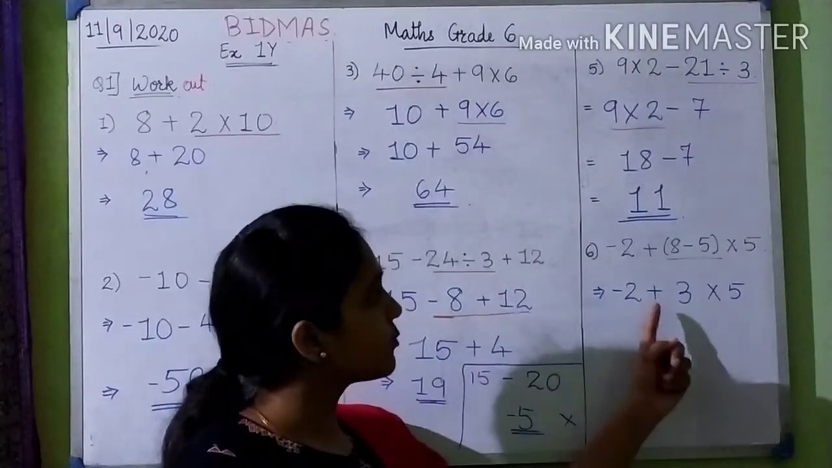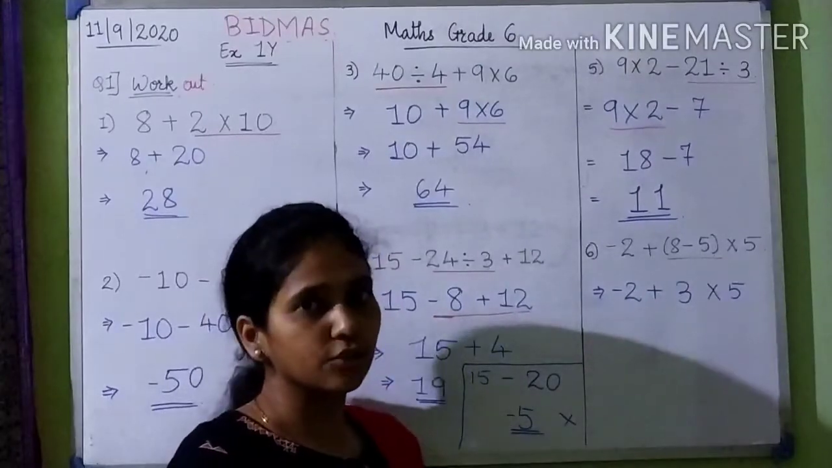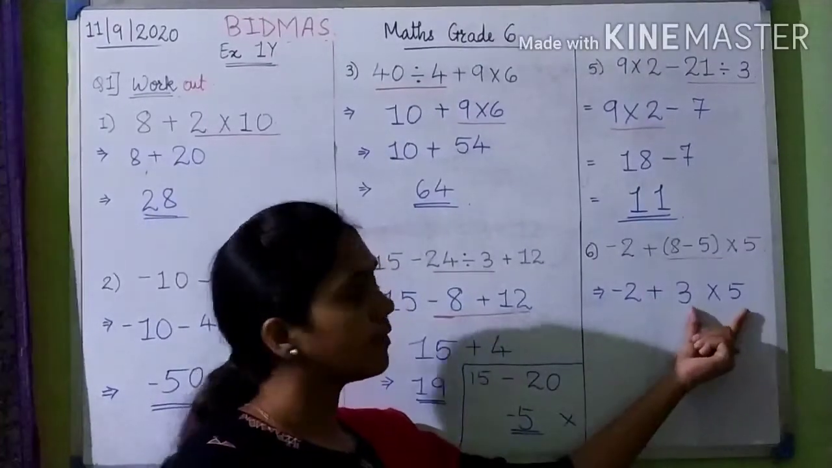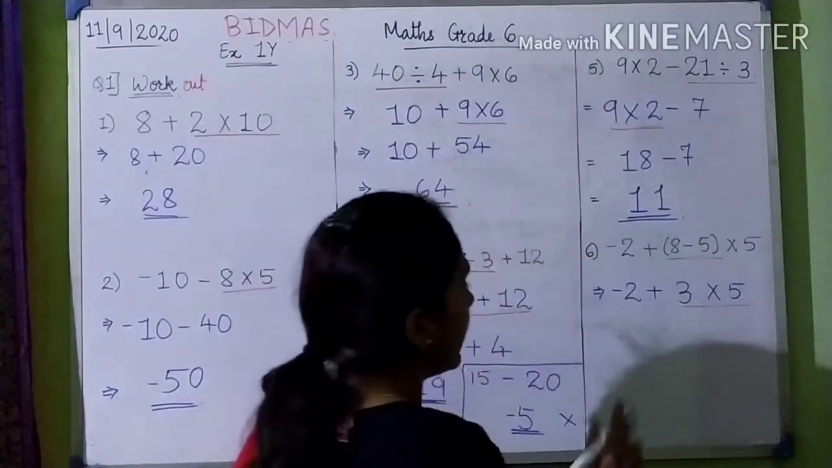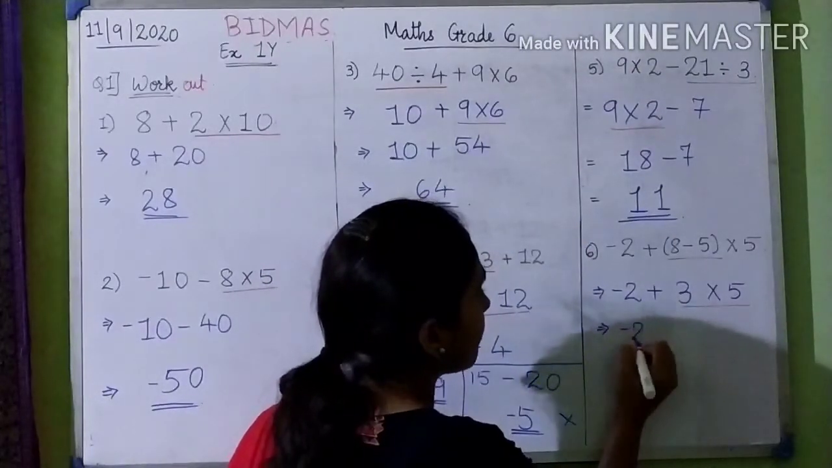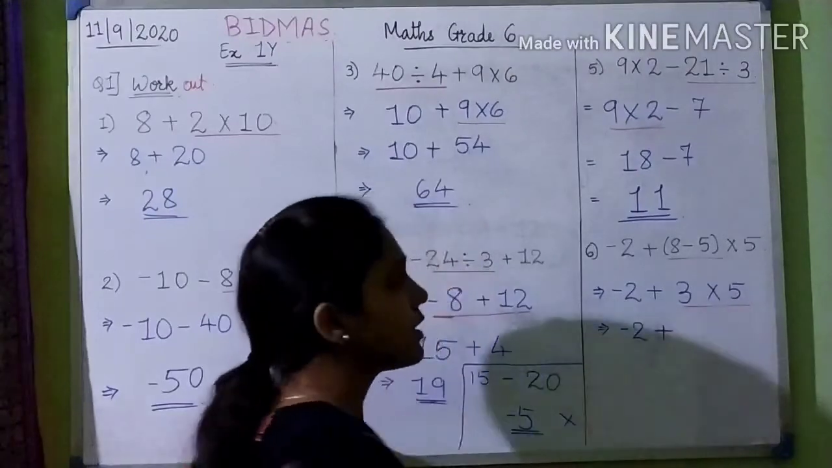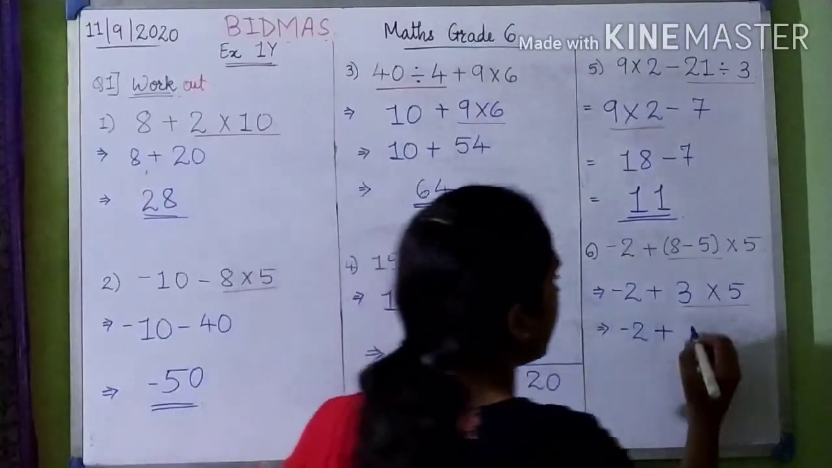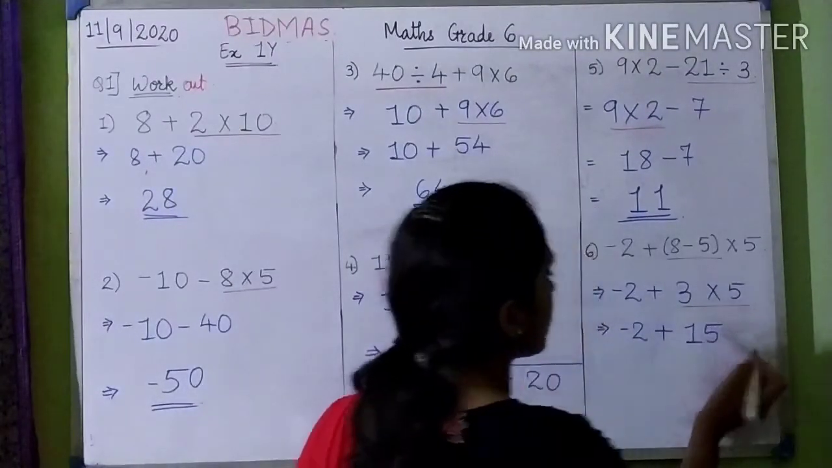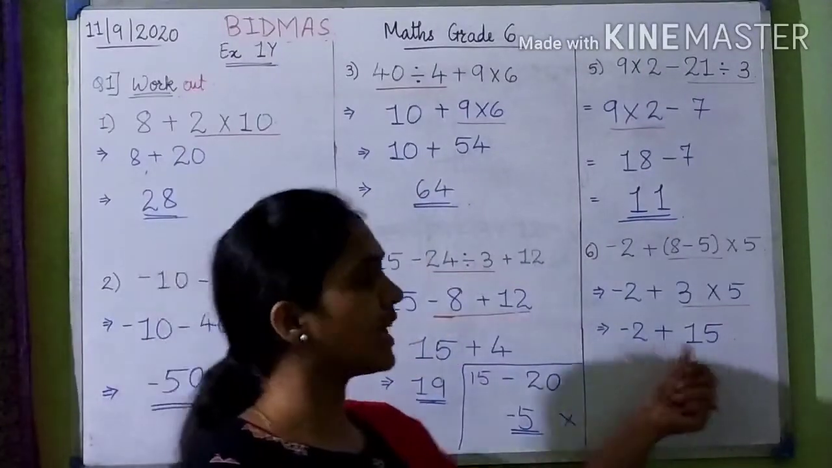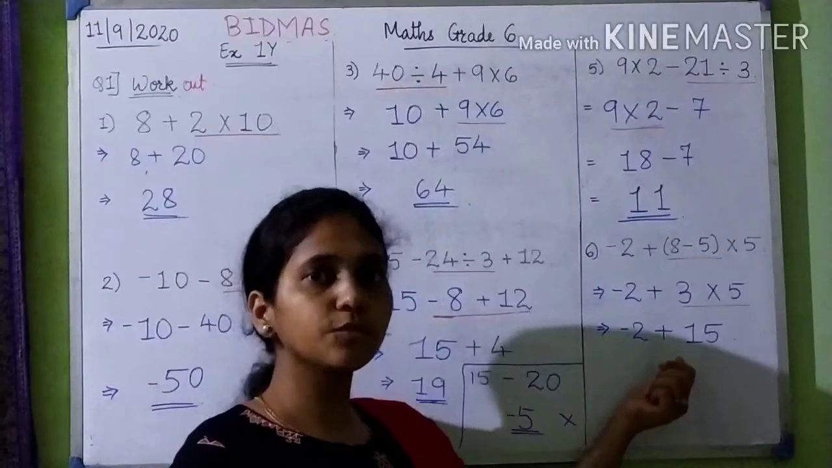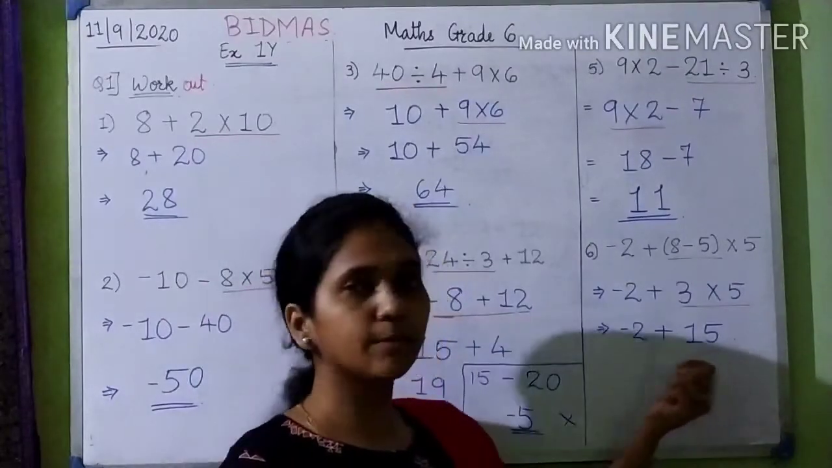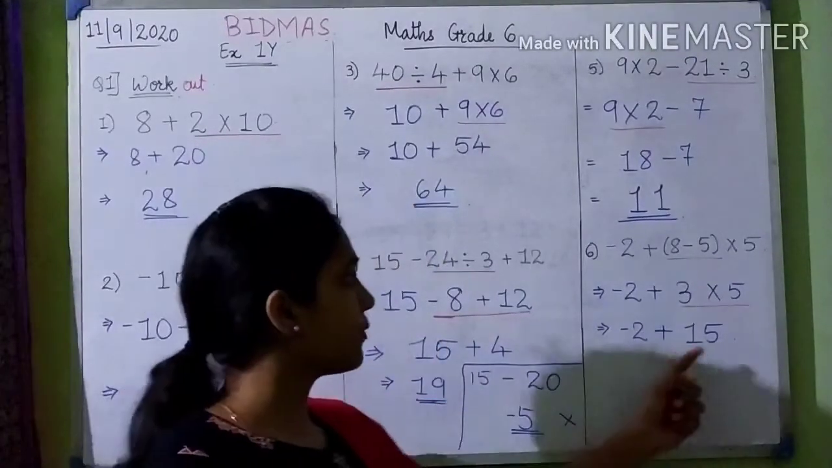Now there is one addition and there is one multiplication. So first which we will solve? We will solve the multiplication. So we will solve this part first. And everything else will remain same. Minus 2 plus, what is 3 into 5? 5 3s are 15. So now we have got minus 2 plus 15. So now one number is negative, one number is positive. So what we have to do, according to the sign rule table, we subtract them. So what is 15 minus 2?